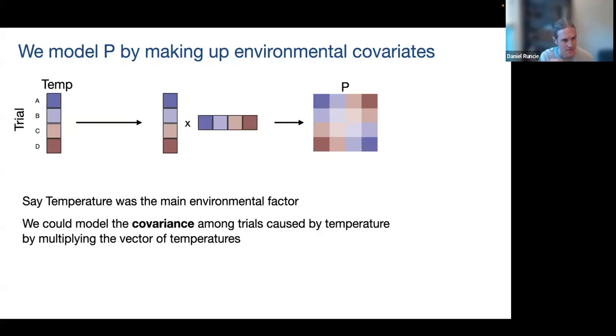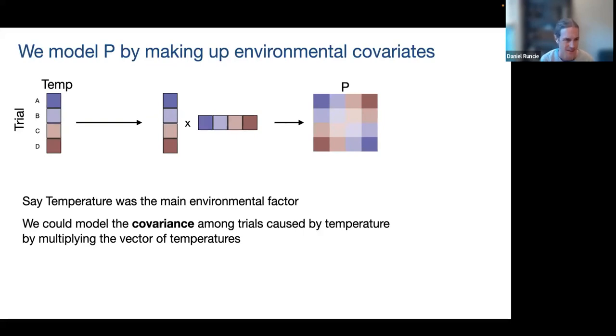Red is high values. I got these wrong. But anyway, what we can see in the covariance matrix on the right is that the two colder trials have similar values. The two warmer trials have similar values, but the top to the bottom trials are very different. And so they're negatively correlated. So that's what we could predict that the covariance matrix would look like if we knew that temperature was the driving environmental factor.